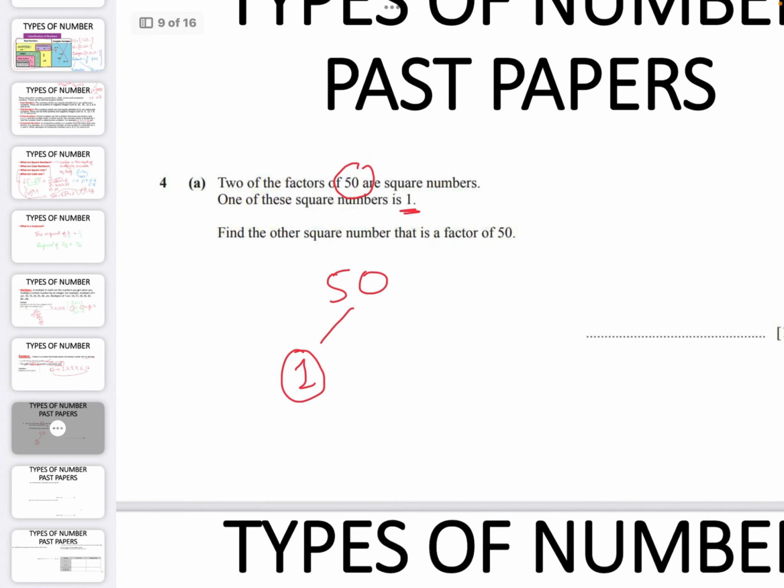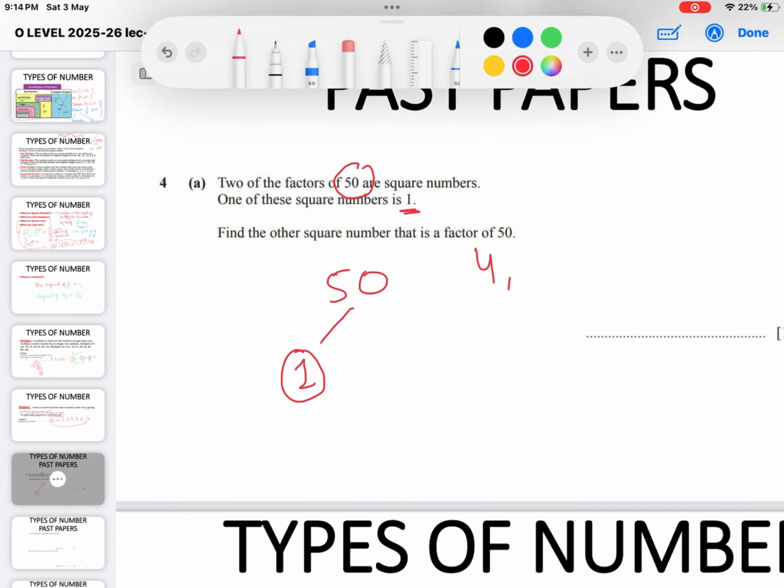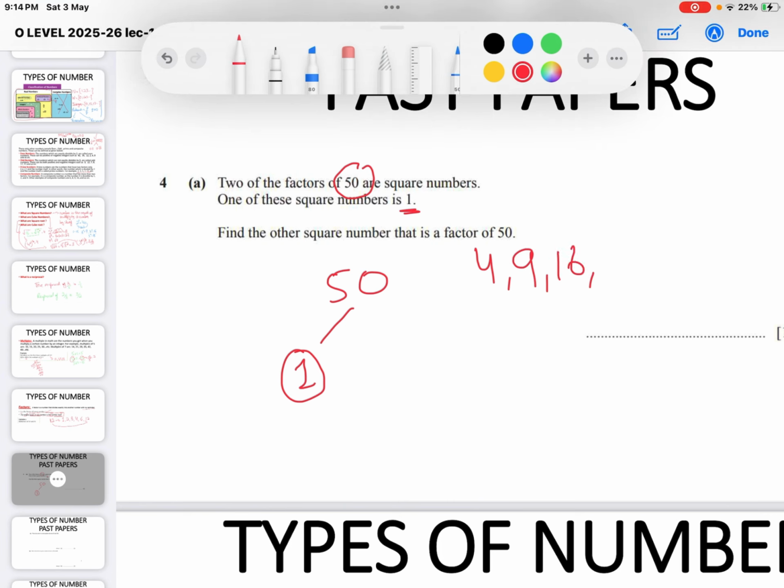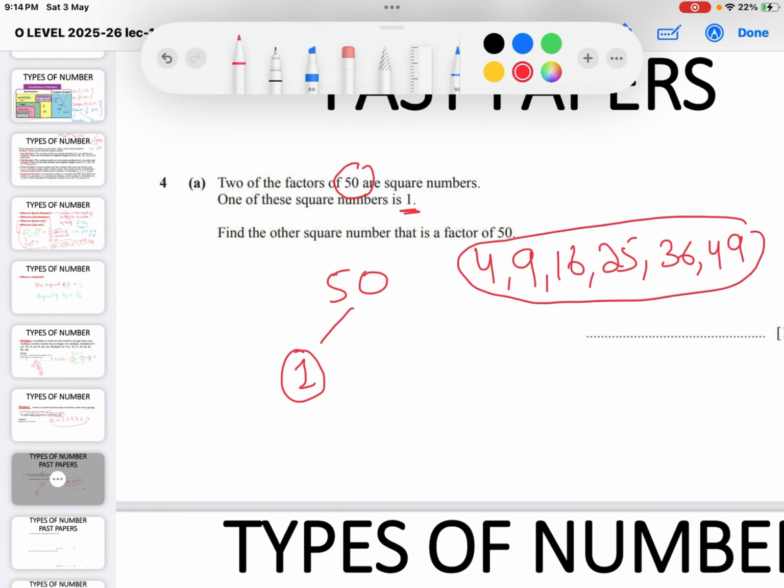So this means that the square number that is a factor of 50 must be lesser than 50. Lesser than 50, we have very few square numbers. We know that we have 4, 9, 16, 25, 36 and 49. These are the square numbers we have that are less than 50.